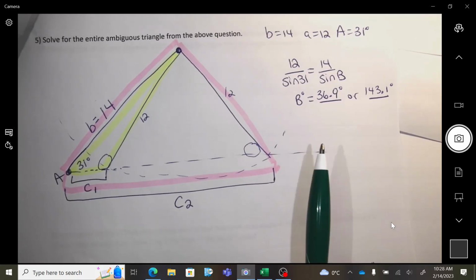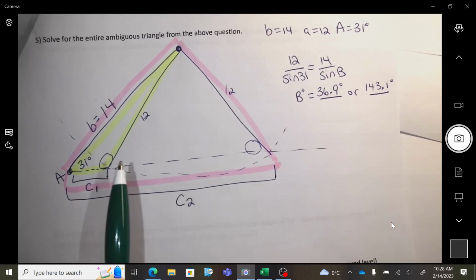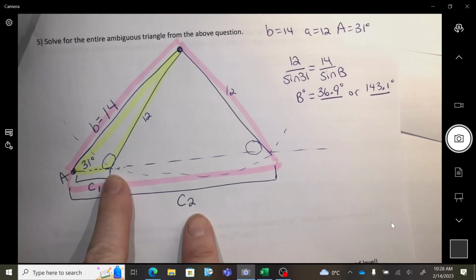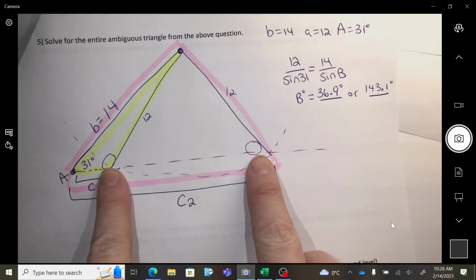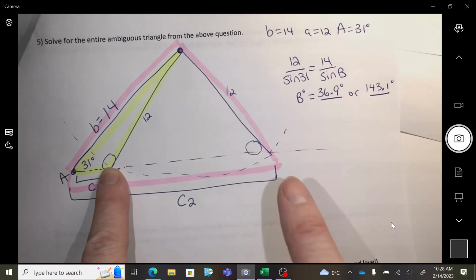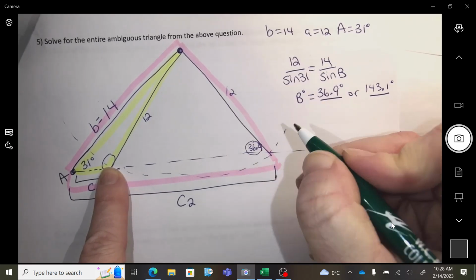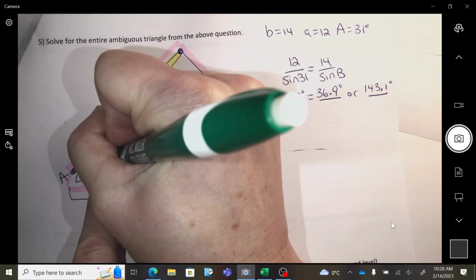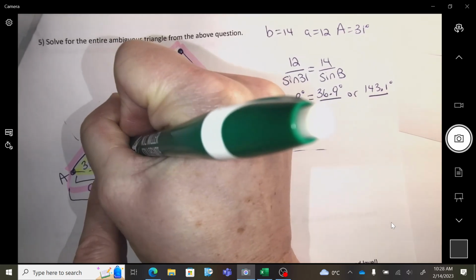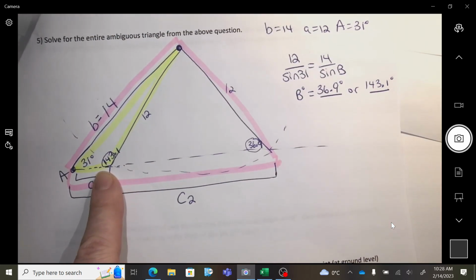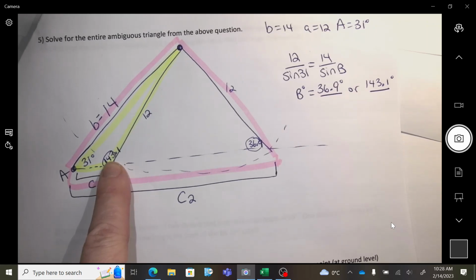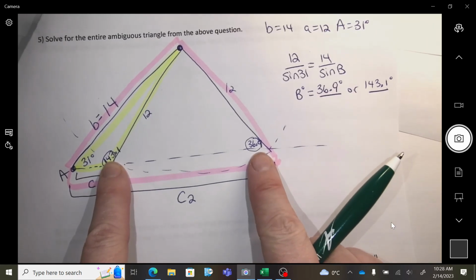Okay, we have these 2 numbers. I have to figure out where they should go, across from 14 here or across from 14 there. One of them is less than 90 and one would be bigger than 90. So you have to put them in the correct spot. Okay, this one is obtuse. This one is acute.